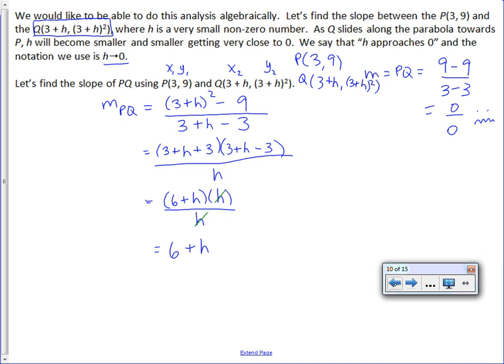We cancel this out. If this was in grade 11 and I said you just simplified this rational expression, you got 6 plus h. But then you would say where h can't be 0, right? Because if h equals 0, would this be illegal? Like at any point here, you would have gotten 0 in the denominator. Is this making sense? Okay?